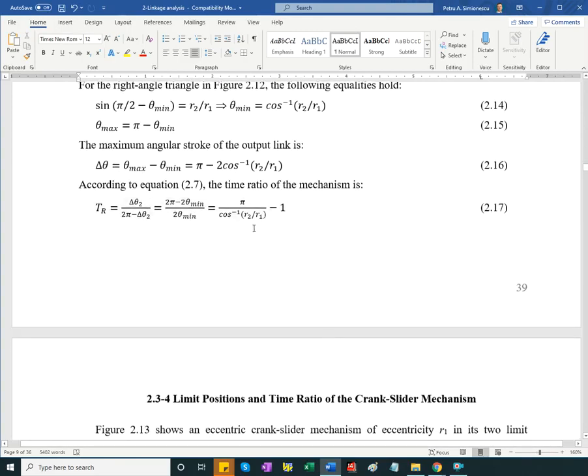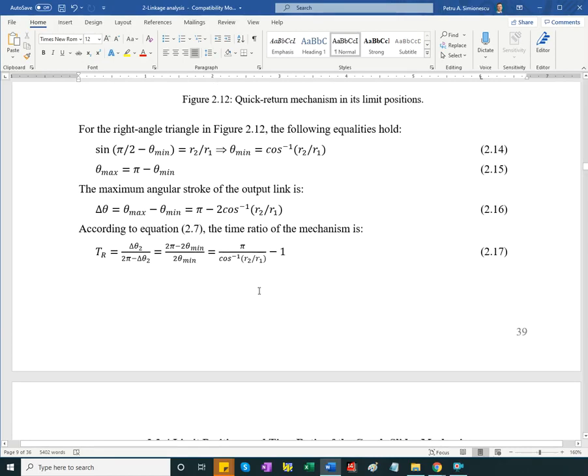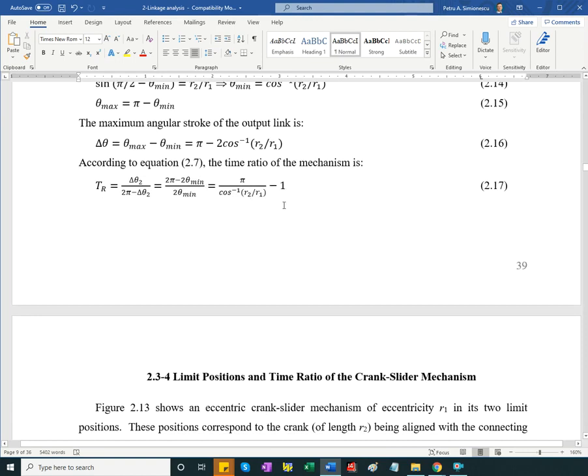So this is what is shown here, and for the arc cosine, again, you would have to match the pi radians with the arc cosine function on your calculator. If you work in degrees, you need to replace this with 180. So yeah, this is the equation for the time ratio.